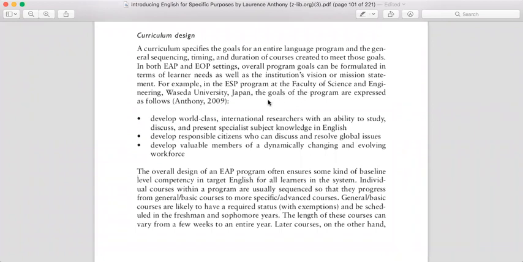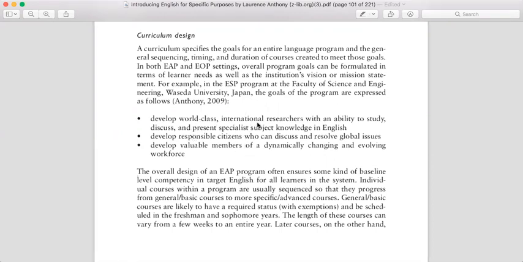Anyway, what we are looking at now, for example, is the ESP program at the Faculty of Science and Engineering, Waseda University, Japan, right? So these are the goals. While we are reading these goals, you will notice that these are very different from objectives. These are very broad.